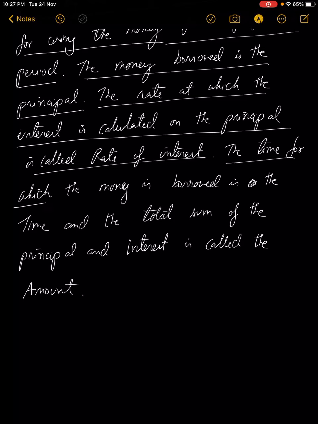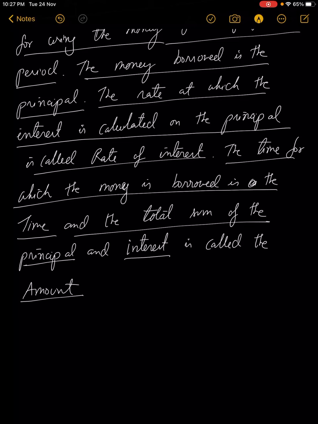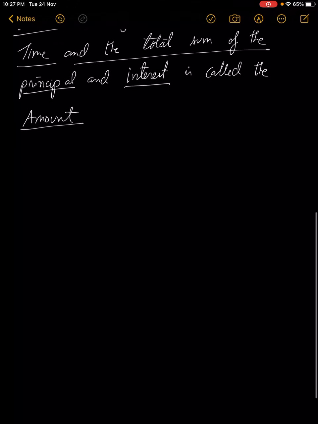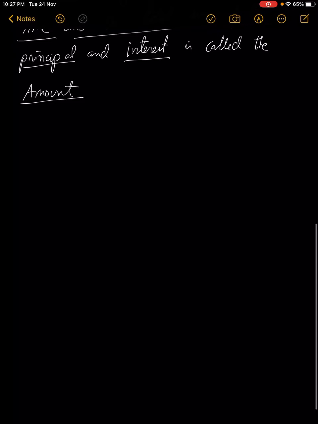The time for which the money is borrowed is the time, and the total sum of the principal and the interest is called the amount. So even here also there used to be some confusion with students, so I believe that can be removed.